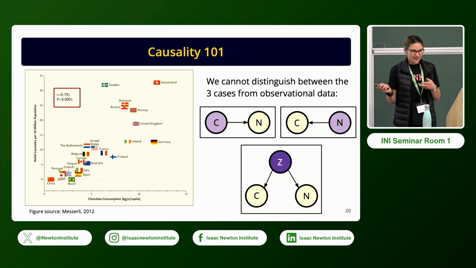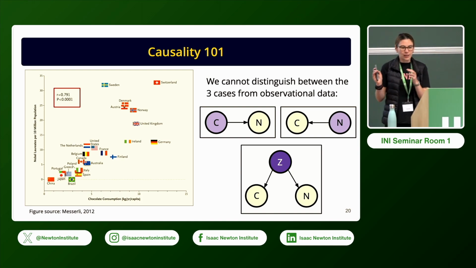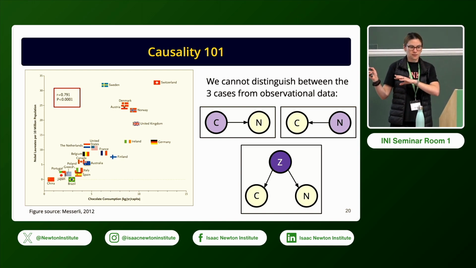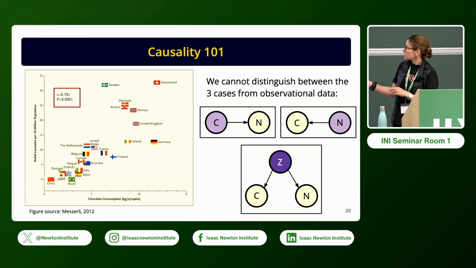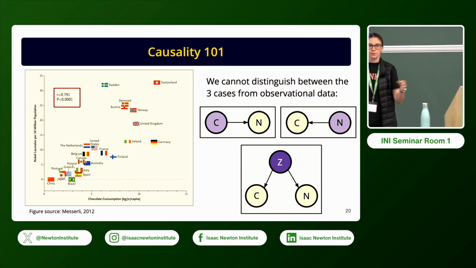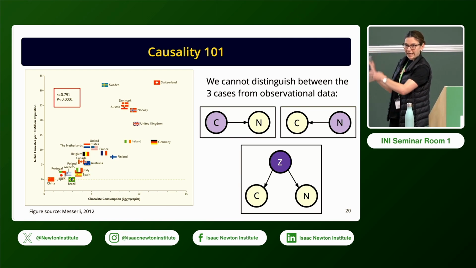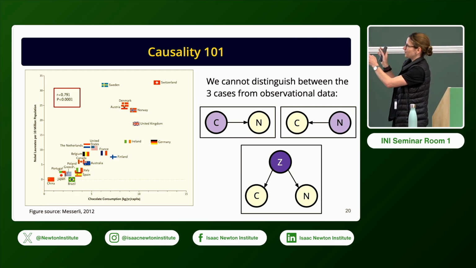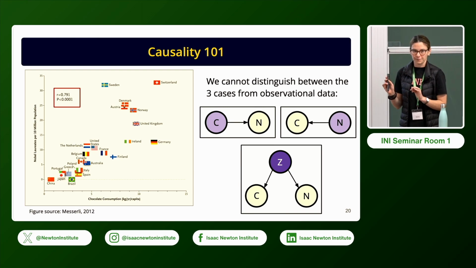And indeed, purely from this observation of data, we cannot distinguish between the three cases: chocolate consumption causing Nobels, Nobels causing chocolate consumption, or actually there existing a third variable that we call a confounder that actually causes both, right? So we know there is a relationship because there is correlation, but we cannot distinguish which of these three cases gave rise to the data, purely from observation of data.